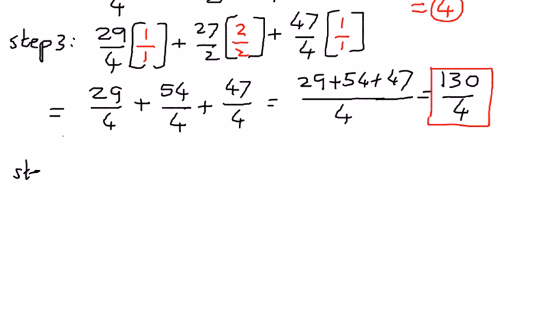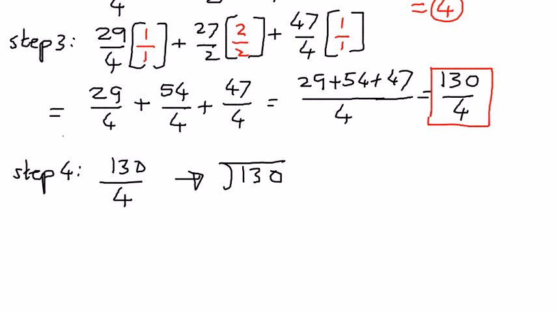Step number 4, I have 130, and then I need to divide it by 4. I'm going to resort to this long division process. If I take 130 and divide it by 4, I'm going to recall my 4 times table. 4 times what number is equal to or less than 13? 4 times 3 is equal to 12. When I subtract 12 from 13, I'm left with 1.